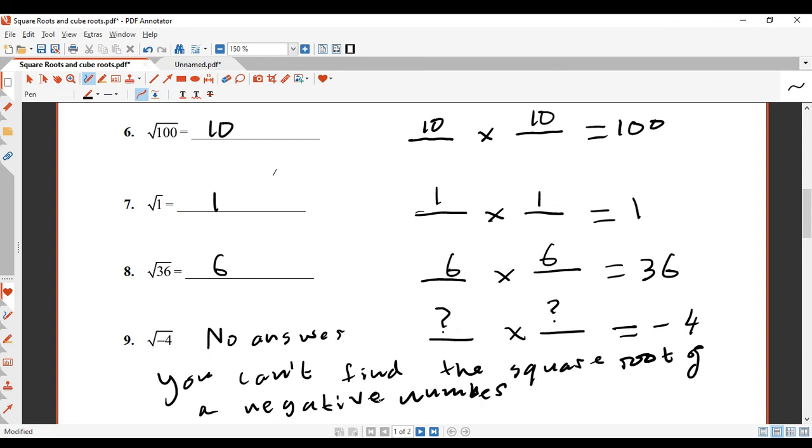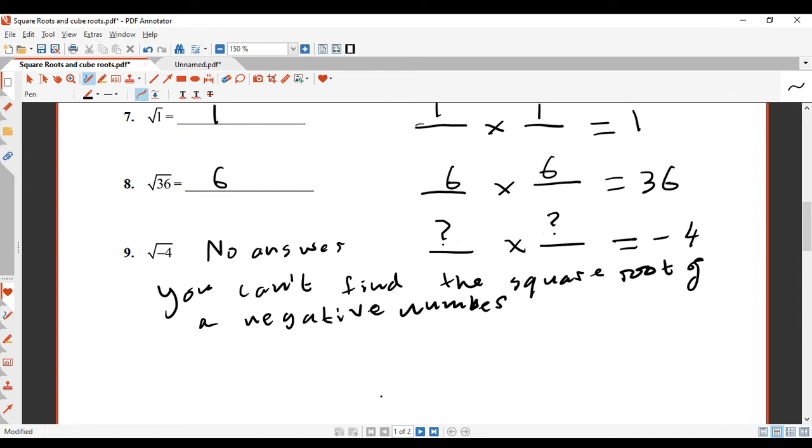Okay, can't do it. By the way, we should mention, what's the square root of 0? Well, the square root of 0 will be 0, since 0 times 0 is equal to 0. Okay. All right, so the square roots.